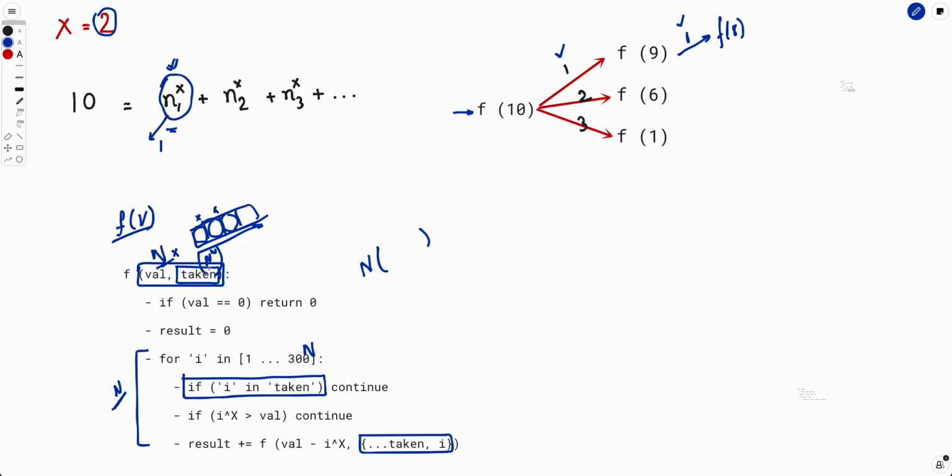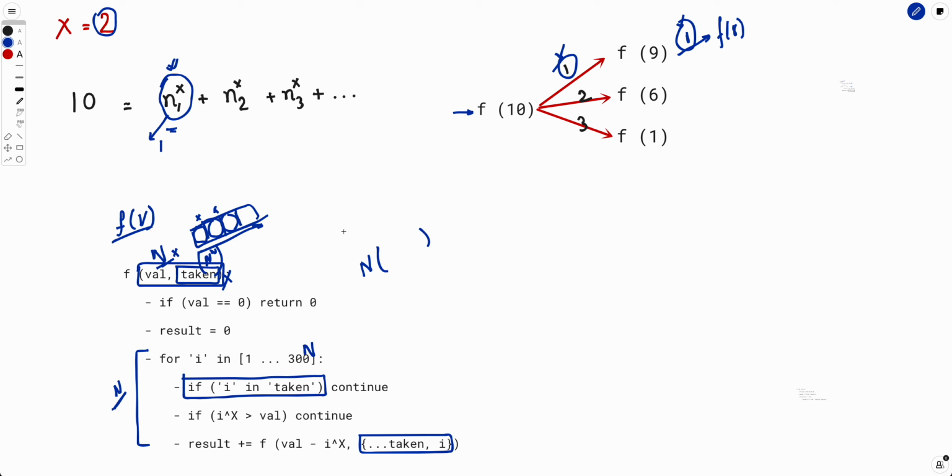Simple. Why does this taken come in the first place? The taken comes because we want to keep track that a number should not be repeated again, right? Because of that, we have this taken array. So if you want to remove this taken array, we need to find some other way to figure out that we don't take the same element twice.